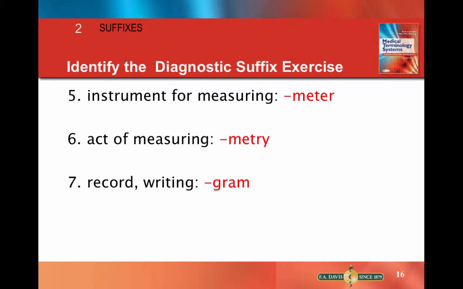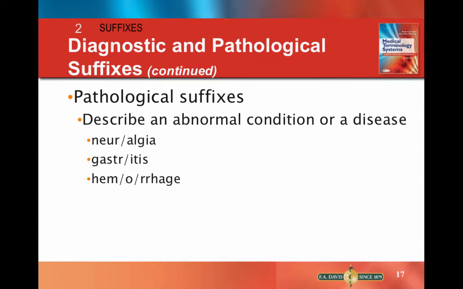An instrument for measuring would be a meter, like a thermometer, and the physical act of measuring would be metry. The recording of it or writing it down would be the gram. Some more pathological suffixes that we'd be using would be to describe abnormal conditions or diseases. And here are three examples: neuralgia, gastritis, and hemorrhage.